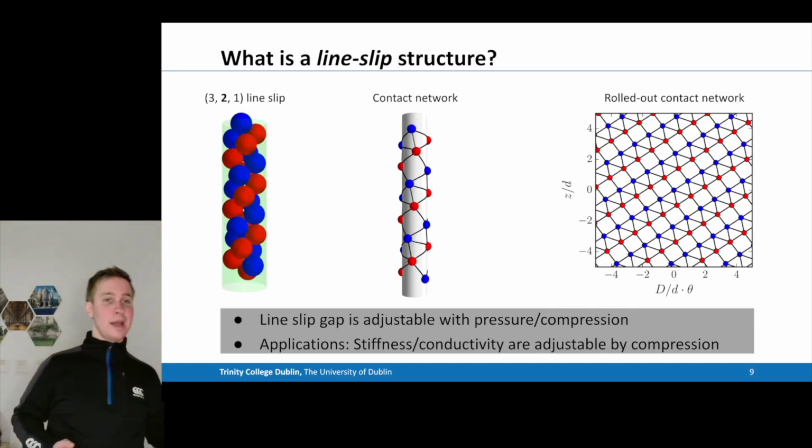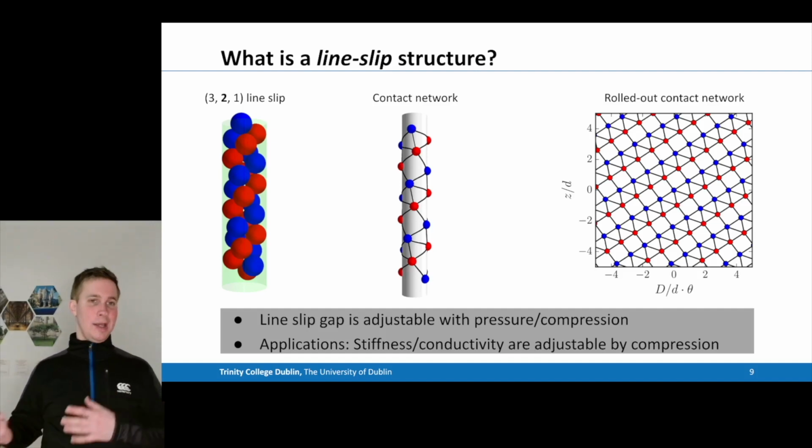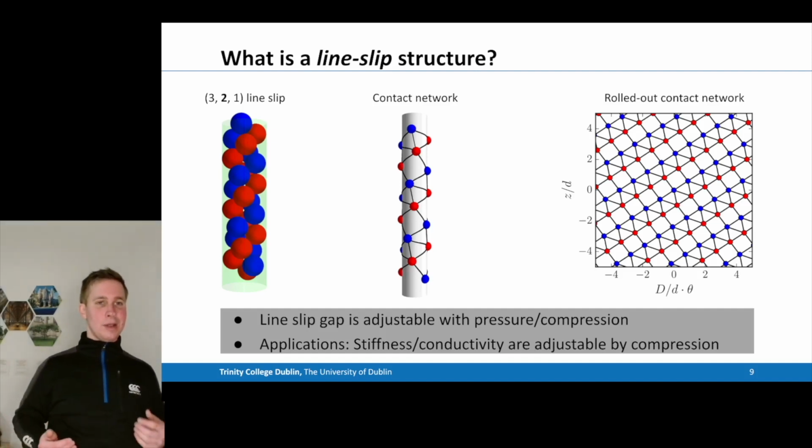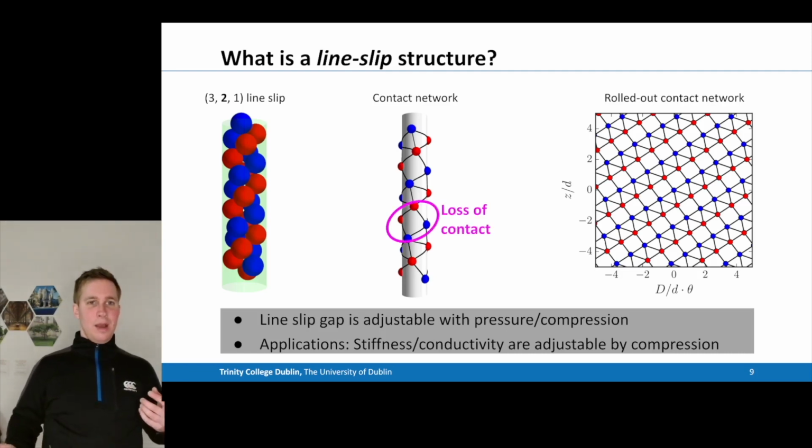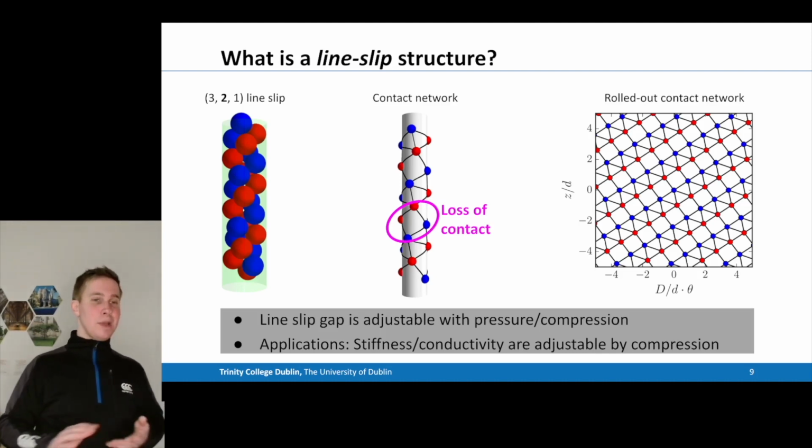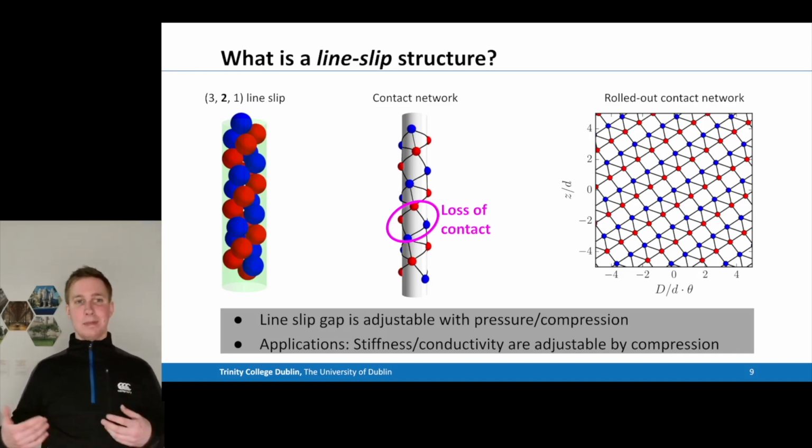On the left-hand side, I present you again an example of a line slip structure. To the untrained eye, you probably can't see anything special here yet. But if you look into the contact network in the center, each dot here represents a sphere again and each line a contact. You'll notice that some neighboring spheres actually have this gap or loss of contact. If you then roll out this pattern again onto a plane, it reveals that these spheres actually slipped along a line, hence the name line slip structure.